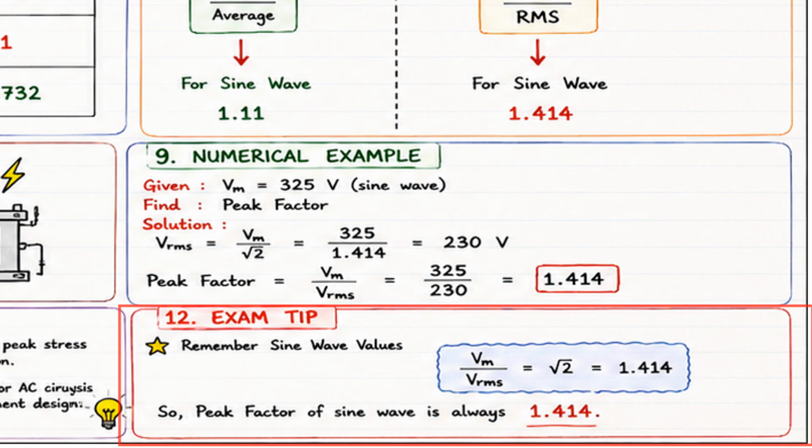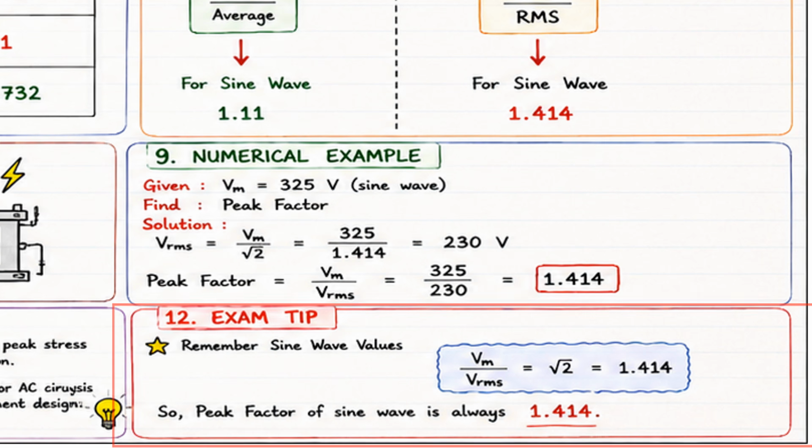Here's the exam tip. Whenever you face a sine wave in a question, you can immediately take the peak factor as 1.414. That's it. It's a constant. You don't need to calculate it every time. Just remember this number. 1.414.